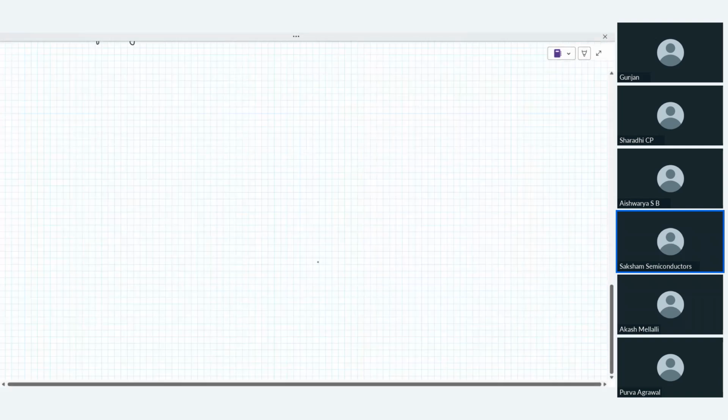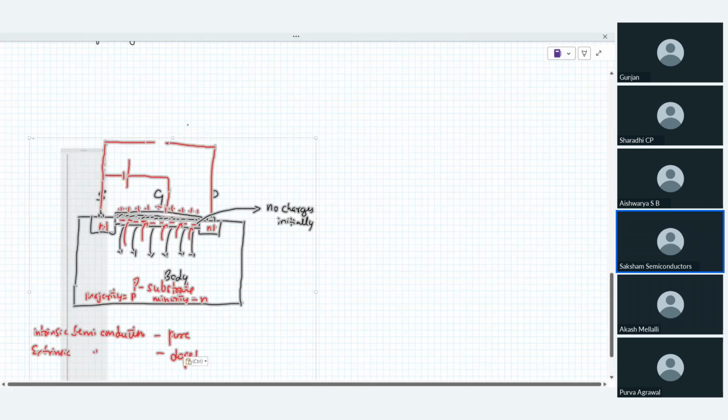So, let's say I'm just replicating the same thing.